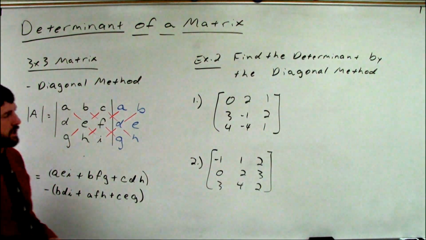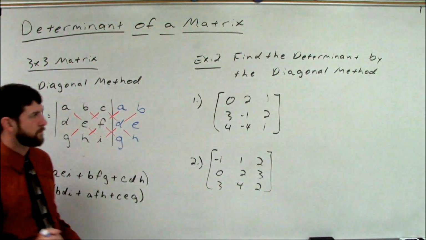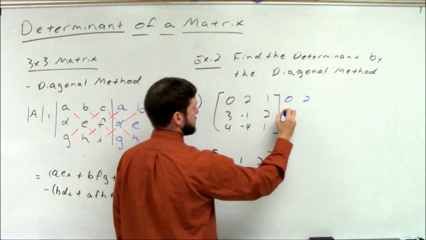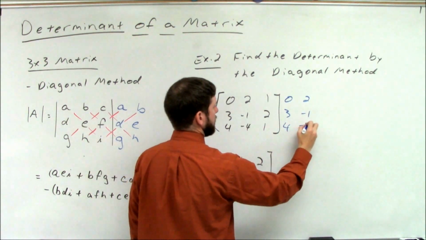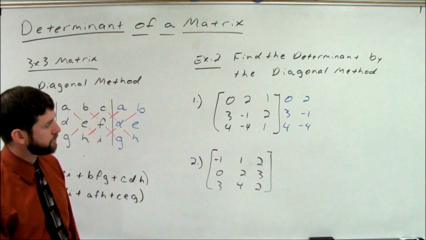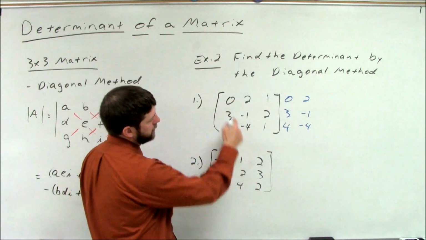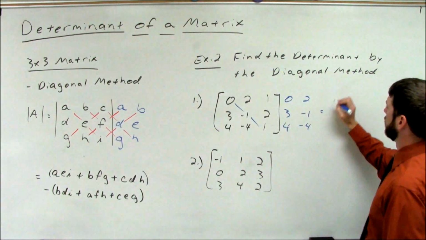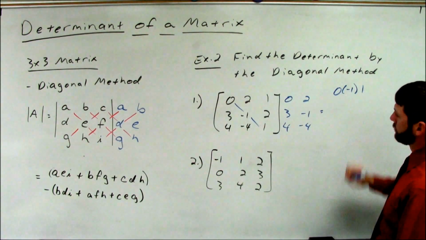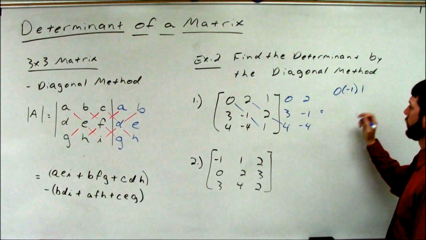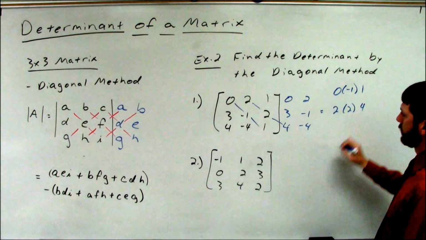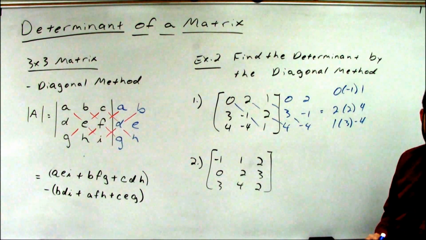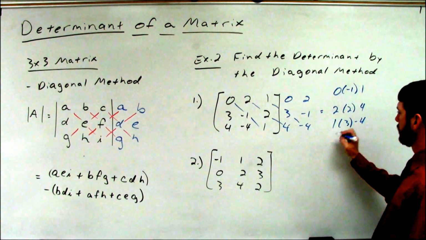So let's look at a couple of examples where we find the determinant of each of these. So again, step one, rewrite our first two columns on the outside, or on the right side of our matrix. So I'm going to find that determinant by multiplying diagonally. 0, negative 1, 1. 2, 2, 4. 1, 3, negative 4. And that's going to give me my left-hand side.